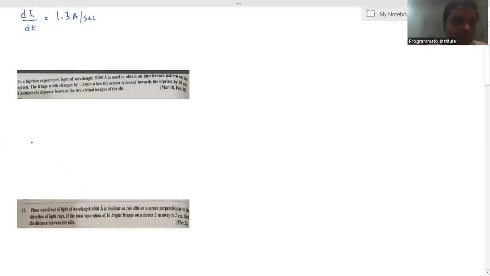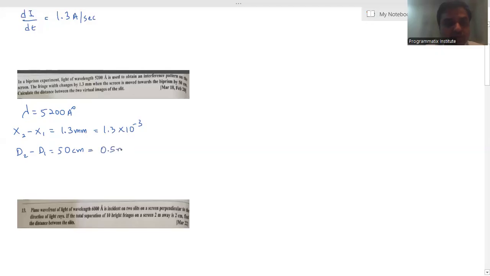Firstly, I'll write given. For this, you have lambda as 5200 angstrom. The fringe width changes by 1.3 mm when the screen is moved towards the biprism by 50 centimeter. So the change in fringe width, let's write as x2 minus x1, final minus initial. This will be 1.3 millimeter, and it is also moved by 50 centimeters, so capital D is also changed. So we'll write D2 minus D1 is nothing but 50 centimeter. You can also convert it: 1.3 into 10 raised to minus 3, and you can convert 50 centimeter to 0.5 meter.